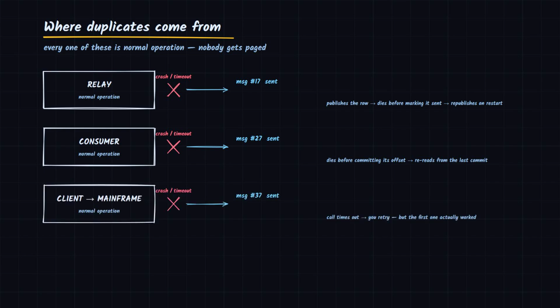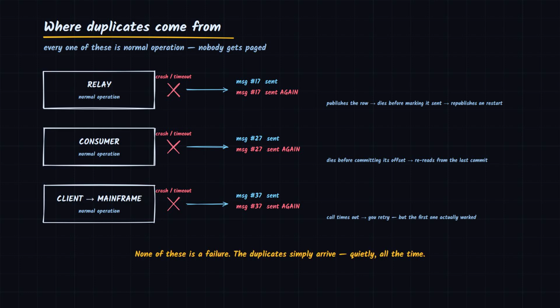And the client-side one people forget. Your service calls the mainframe, the call times out, so you retry, but the first call actually succeeded and the response just got lost. Every one of those is normal operation. None of them is a failure anyone will page you about. The duplicates are simply arriving, quietly, all the time.